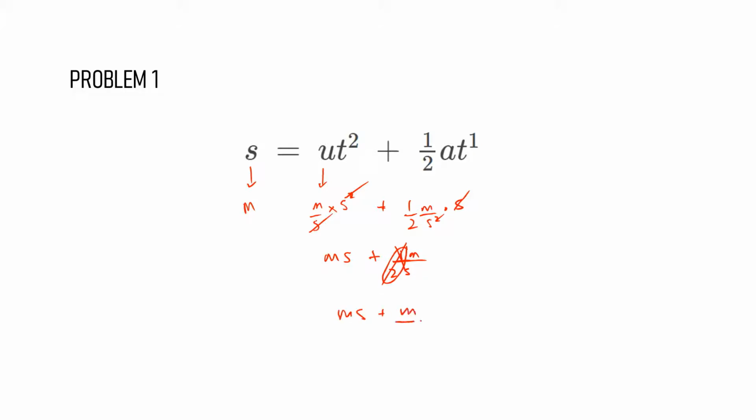You can get rid of that half because that's just a constant and we are interested in the base units alone. So meters on the left hand side, meter second plus meter per second on the right. You can clearly see they're not equal to one another. So this means this equation is not correct. The homogeneity test tells us that this is not the correct version of this equation.